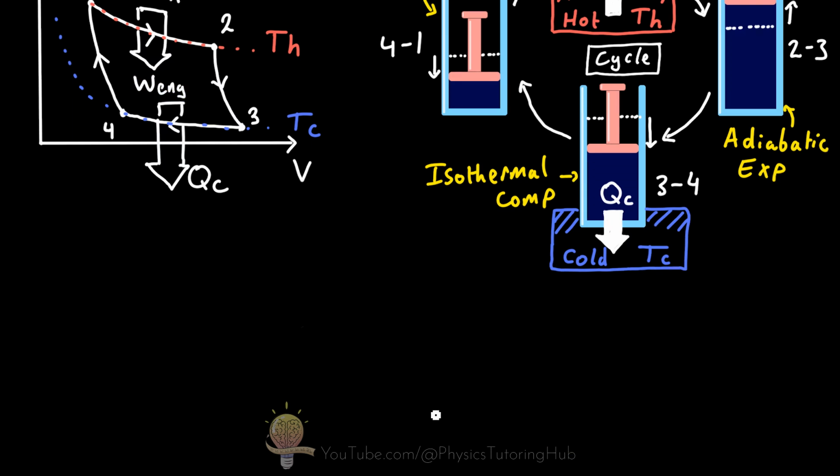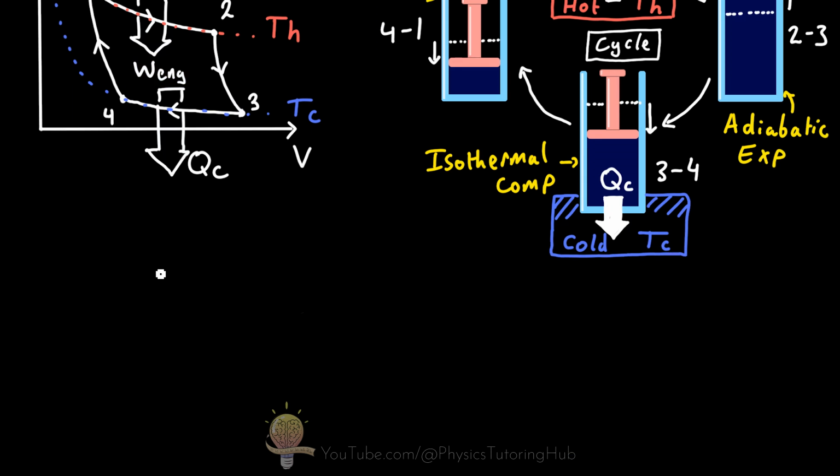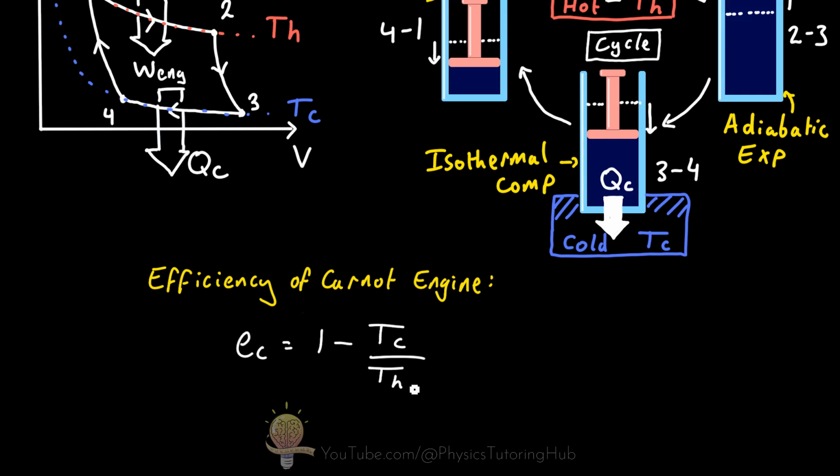Now, if we want to calculate the efficiency of this Carnot cycle, we'd use this equation, where E sub C represents the efficiency of the Carnot engine, and this is equal to 1 minus the ratio of the temperature of the cold reservoir to the hot reservoir. So this equation basically shows us that the efficiency of a Carnot cycle depends only on the temperature difference between the hot and cold reservoir, and no real heat engine could have a greater efficiency than the Carnot efficiency.